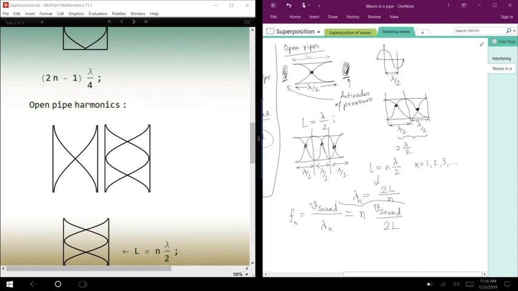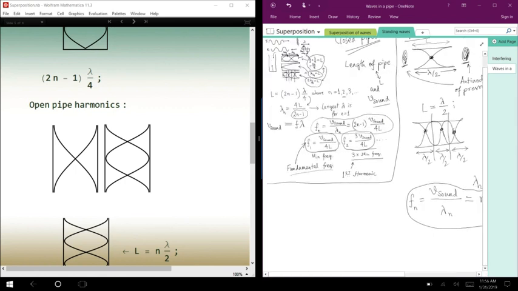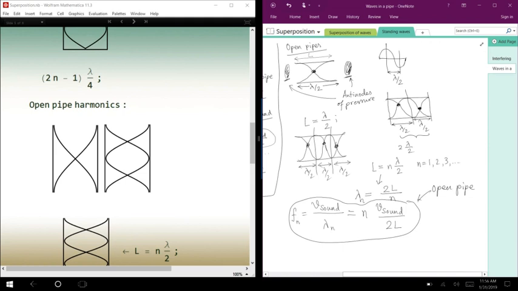Okay, so this is our master formula for an open pipe. This is only for an open pipe. You can see the difference between open pipe and closed pipe, right? In the case of a closed pipe, it was Fn equals 2n minus 1 times V sound over 4L. This time for an open pipe, we have Fn equals n times V sound over 2L.